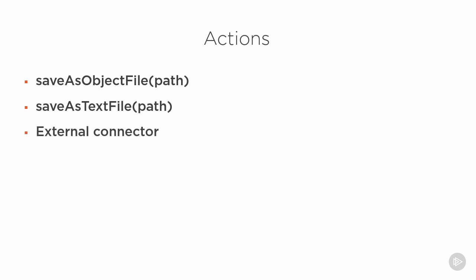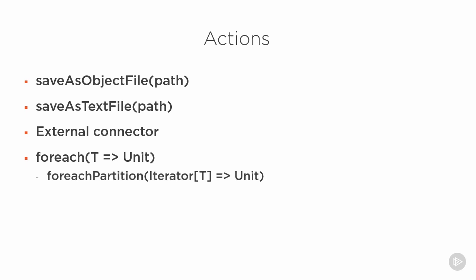Next, as with loading, there may be extensions available so that you can save natively to your data source of choice. But if not, you can always use foreach to manually code your save, one object at a time, or partition at a time to save on opening and closing data source connections.